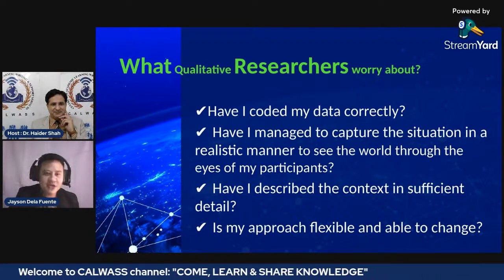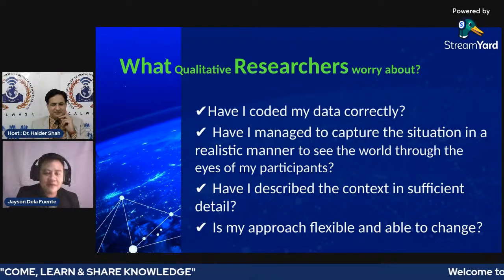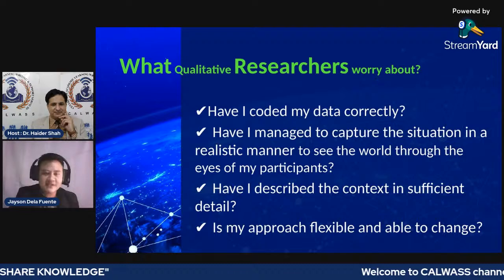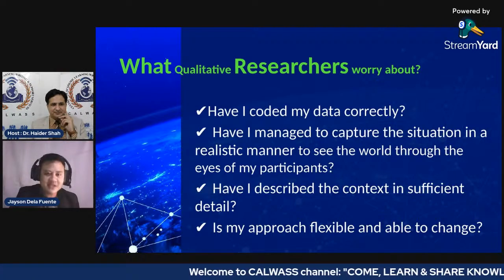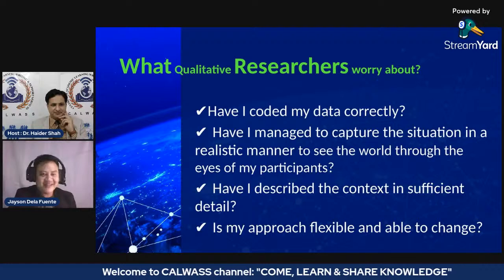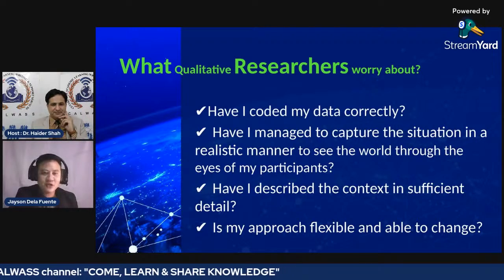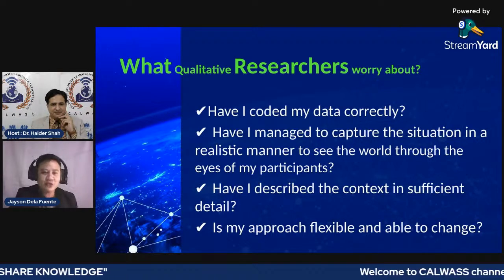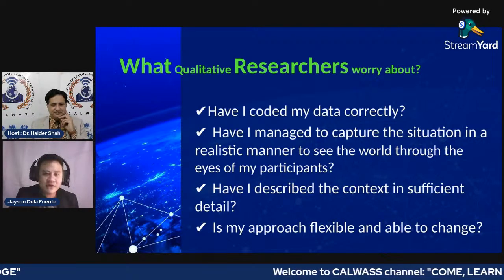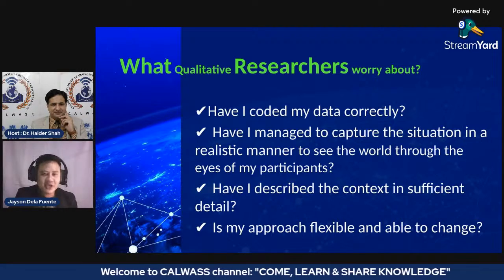So you must be flexible because there are some circumstances where your participant shares certain experiences which you did not expect they were going to share with you. So as a researcher, you need to be flexible enough to capture such and to ask follow-up questions in order to generate good experiences shared to you by your participants.